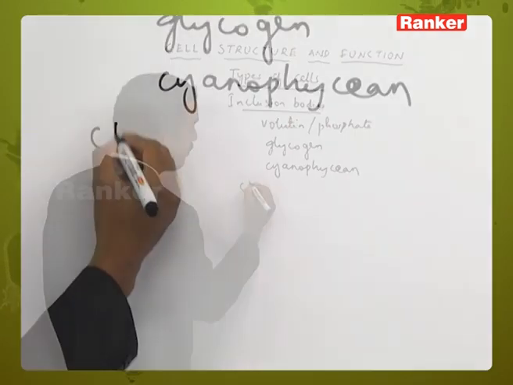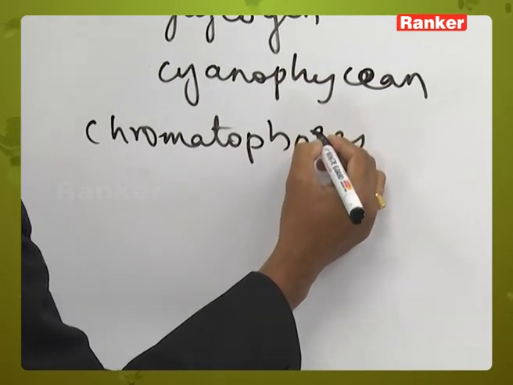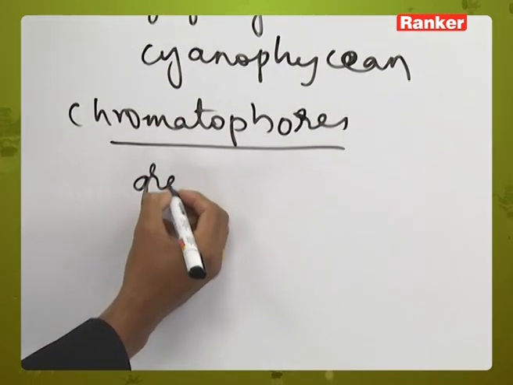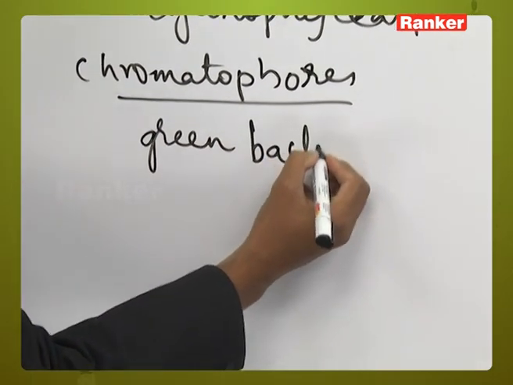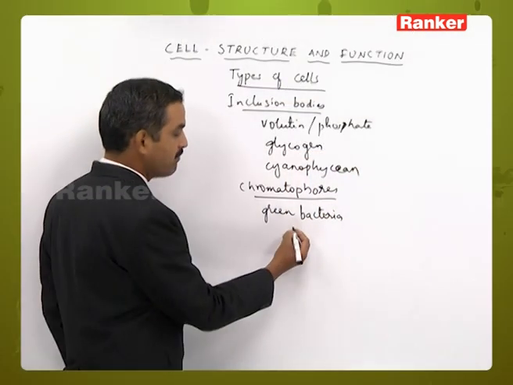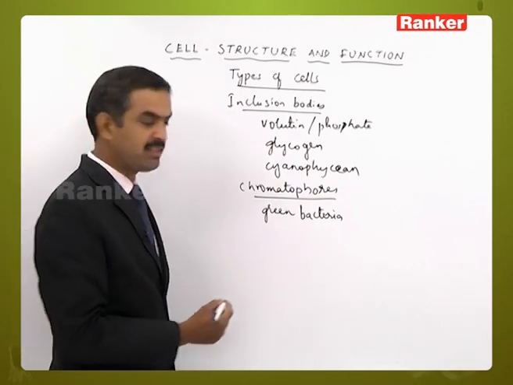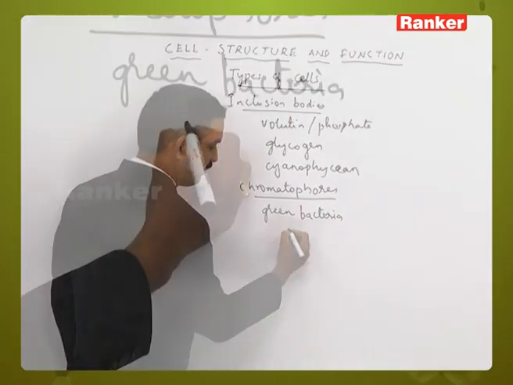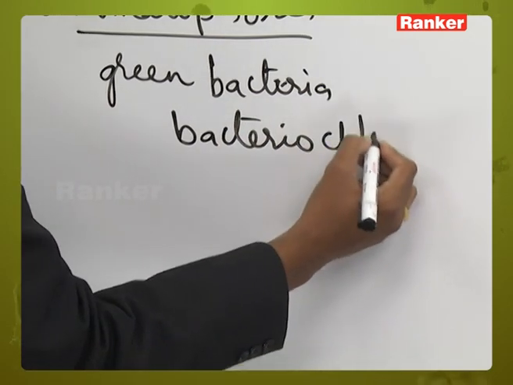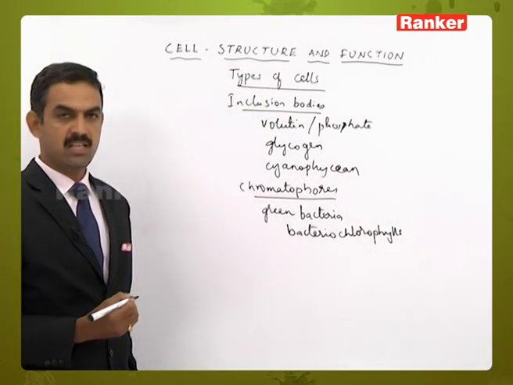Then chromatophores. There are some photosynthetic bacteria which contain lamella-like structures, like in green bacteria. Here they contain the typical membrane structures. Apart from that, they contain the thylakoid membranes, which have the photosynthetic pigments called bacteriochlorophylls, which are concerned with the photosynthetic function.